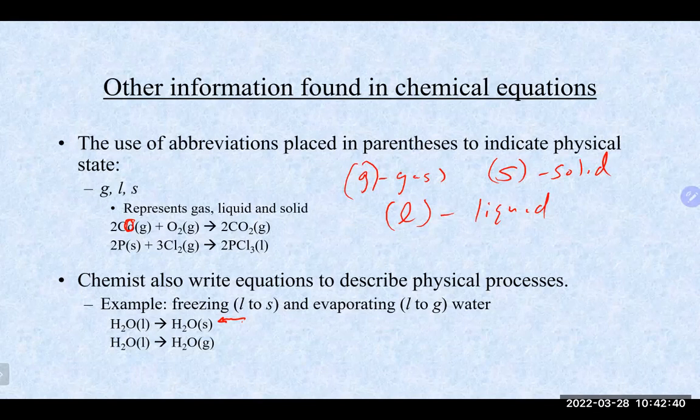Same thing, the second one on the bottom there, that's liquid water going to gas, or water in the gas state, which is steam. That's the process of evaporation. So although a majority of the time we do use chemical equations to represent chemical changes and chemical reactions that are occurring, we can also obviously use a chemical equation to represent some type of physical process that is occurring as well.